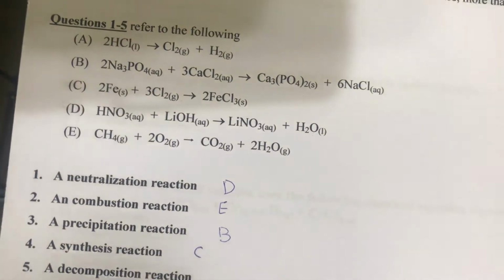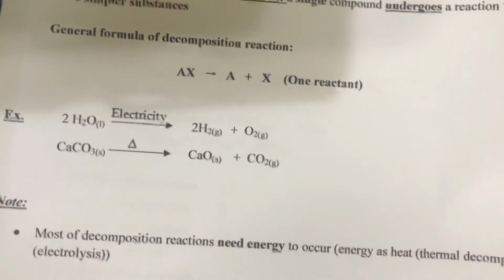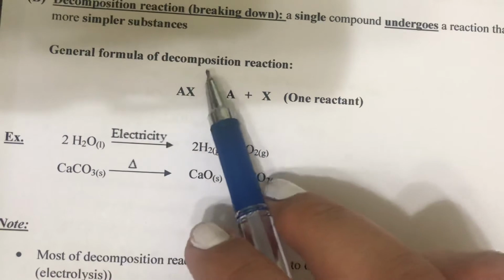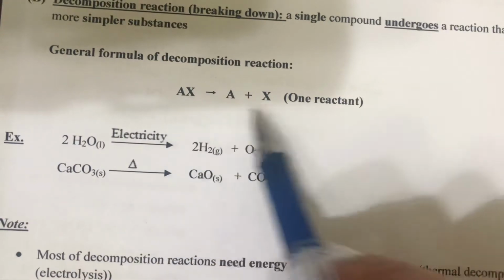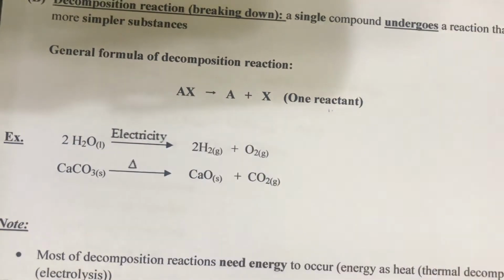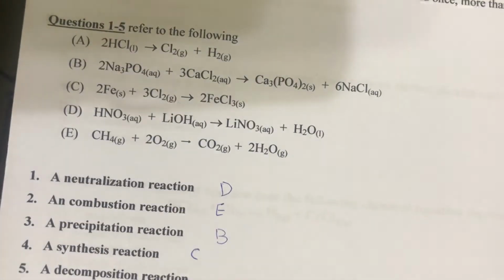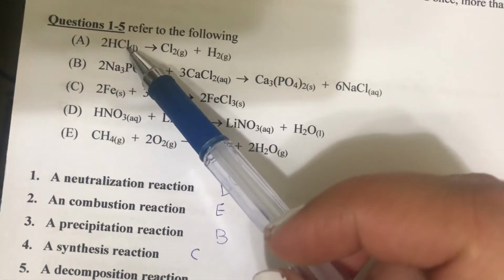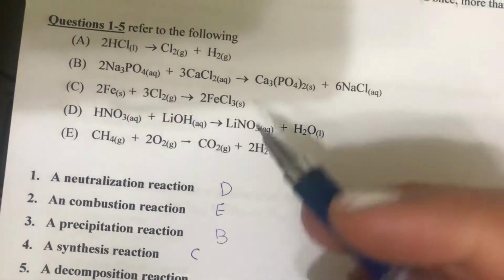Now a decomposition reaction. Decomposition is the reverse of synthesis. So the general formula for decomposition reaction has one reactant. So you have to find which of these contains one reactant. So here one reactant. So the correct answer is A.